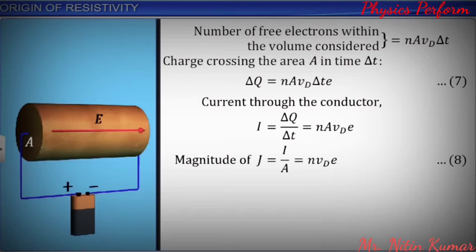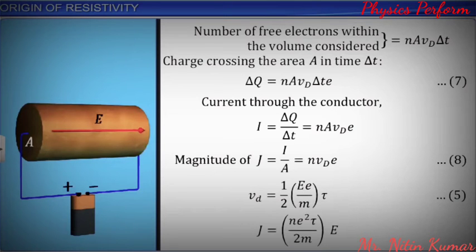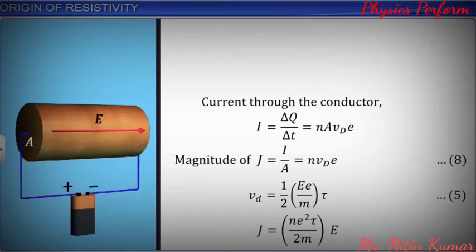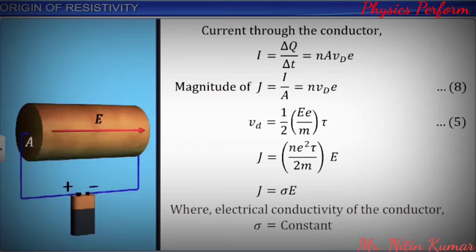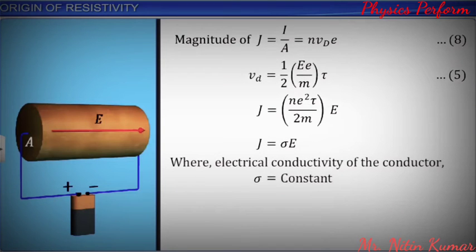Substituting the value of Vd from equation 5 in equation 8 and simplifying, we get the magnitude of current density, J is equal to n e square tau by 2m into E. The magnitude of current density, J, is also written as equal to sigma into E, where sigma is a constant called electrical conductivity of the conductor, which depends on the nature of the material of the conductor and its temperature. Thus, sigma is equal to n e square tau by 2m. Let this be equation 9.